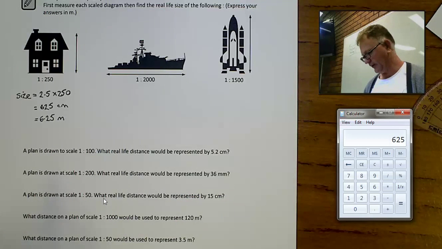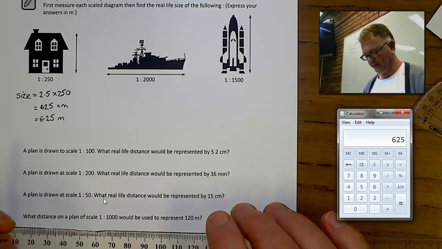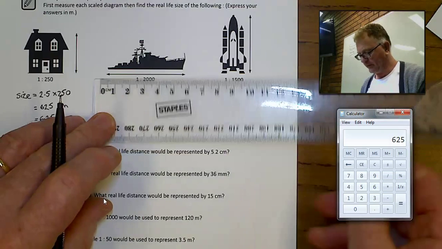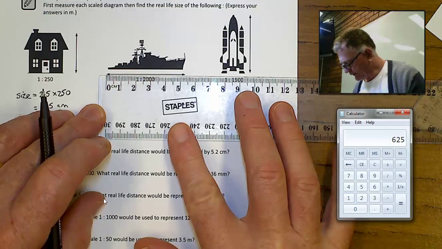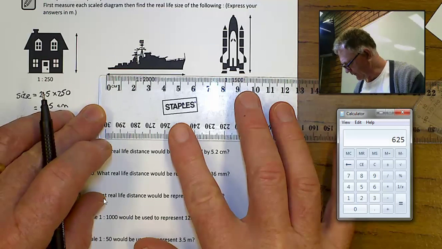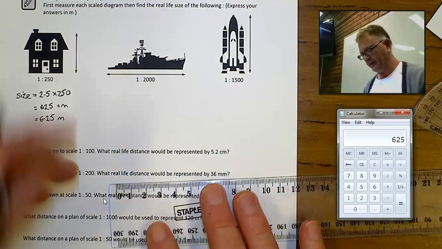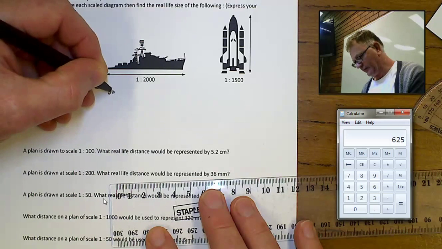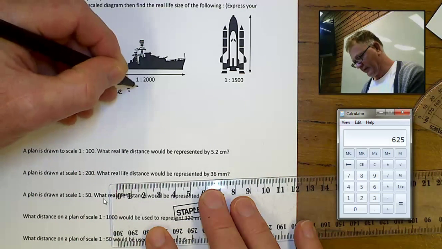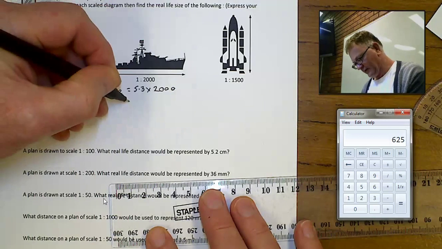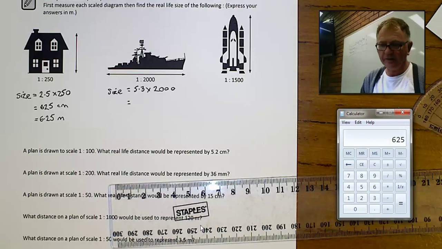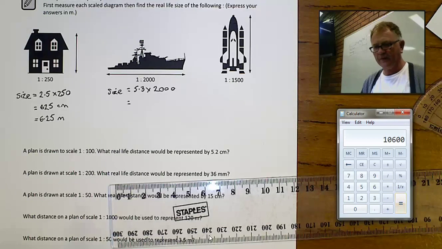This ship is going to be 2,000 times bigger than what it is on the diagram. So I'll measure it on the diagram, take it that arrow's its length, and I get 5.3 centimetres on the diagram. So its size in real life is going to be 5.3 centimetres times by 2,000.